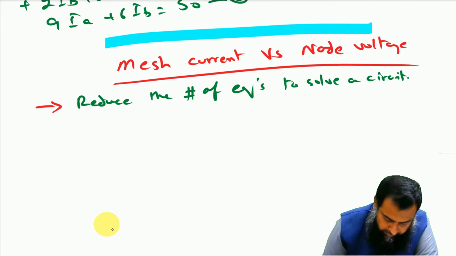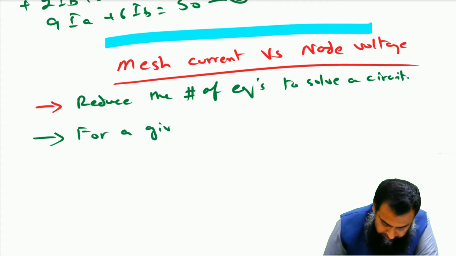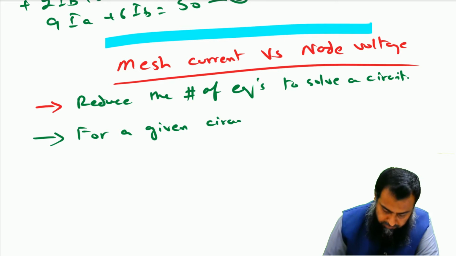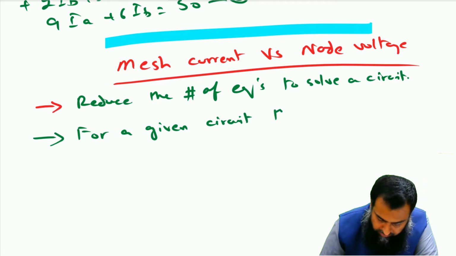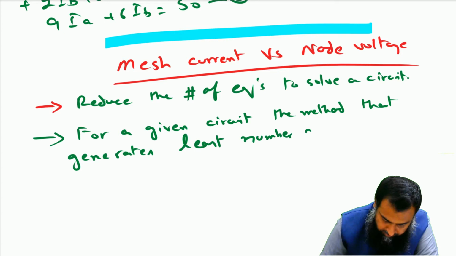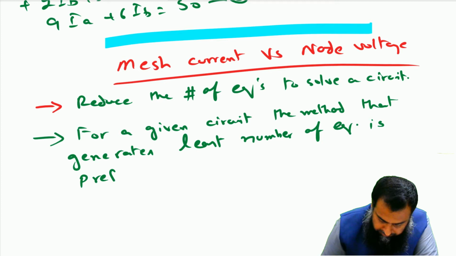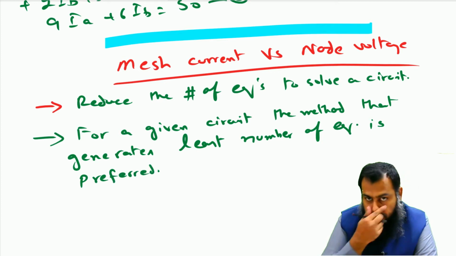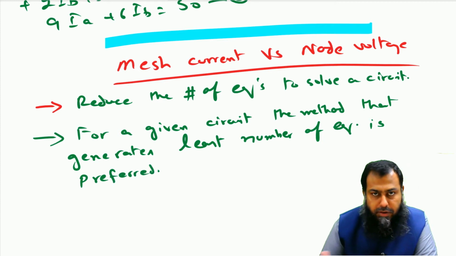For that, we say that for a given circuit, the method that generates the least number of equations is actually preferred, right? What do we mean by this?